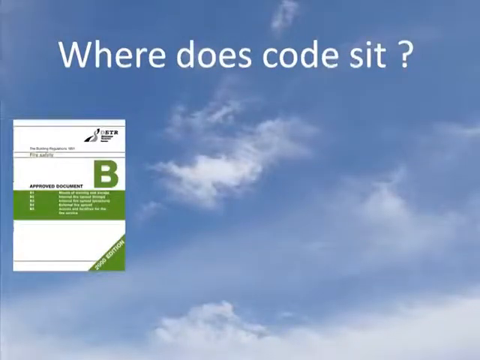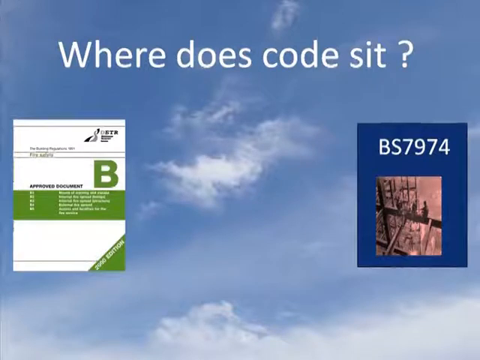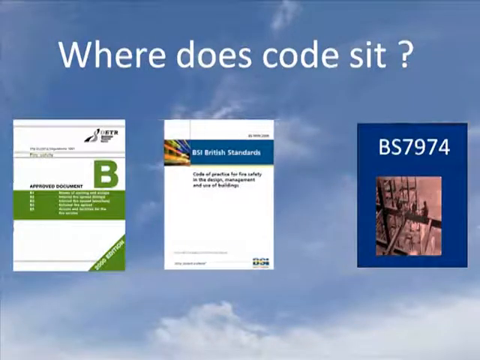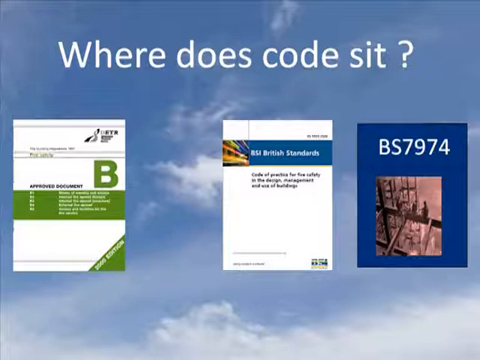Now, where does the code sit then? Where does this code sit in the other standards? Well, you've got Approved Document B at one end, you've got BS 7974 at the other end, and you've got the flexible approach to fire safety, which is this code, BS 9999. This is a flexible approach.